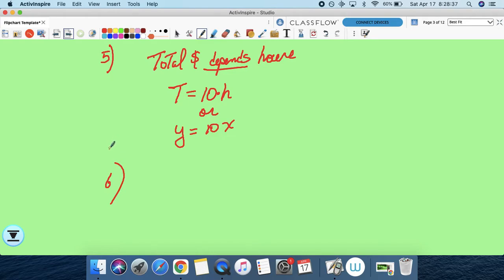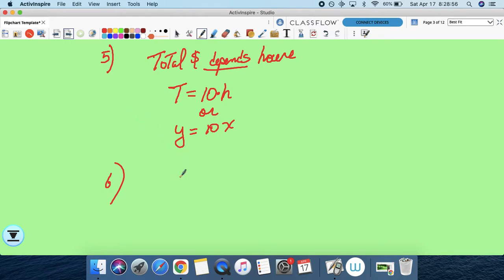6. Again, this one is you go to the movies, right? It's like the carnival, right? We pay $1 to enter, and then $2 per ride, right? So the $1 you only pay one time. What changes is the amount of rides that you go on, right?